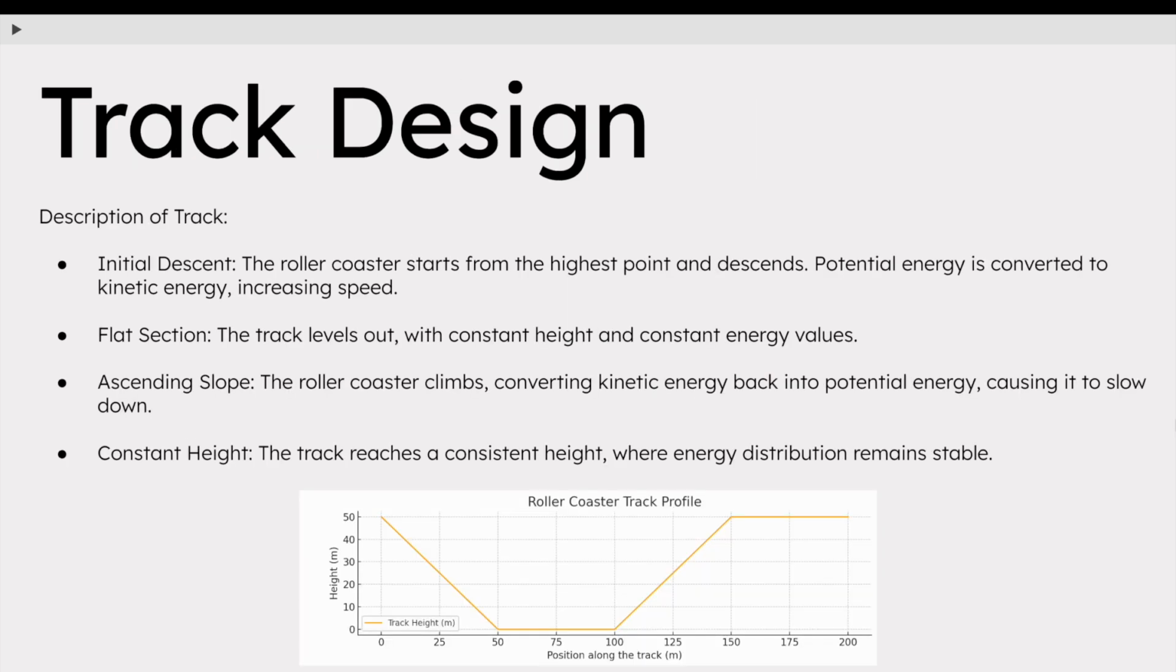So the track has an initial descent, where the roller coaster starts from the highest point and descends, with potential energy converted to kinetic energy, increasing speed. Then the flat section where it levels out, the ascending slope where the roller coaster climbs, converting kinetic energy back into potential energy and causing it to slow down, and another constant height, as we can see in the graph here.